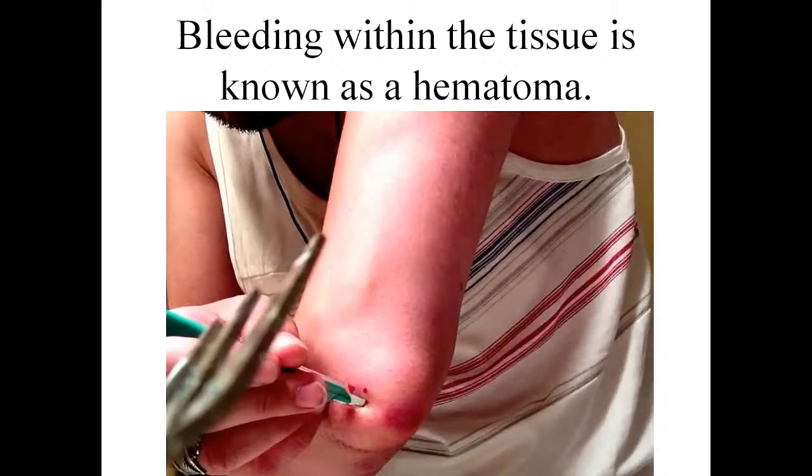And here you can see the slide. Bleeding within the tissue is known as a hematoma. Bleeding inside the soft tissue is called a hematoma. And in the slide you can see this hematoma. It's accumulating blood in internal tissue.